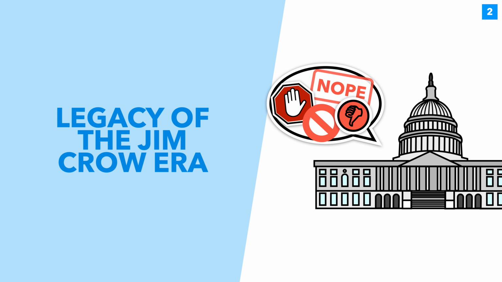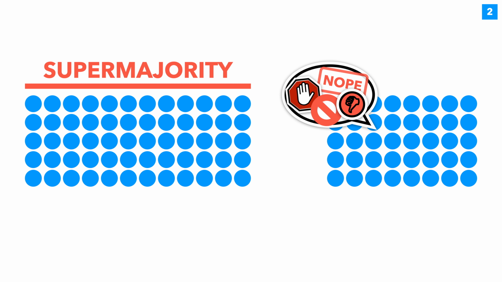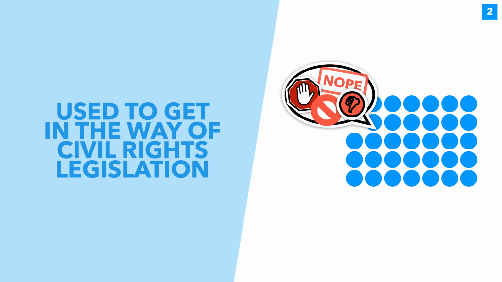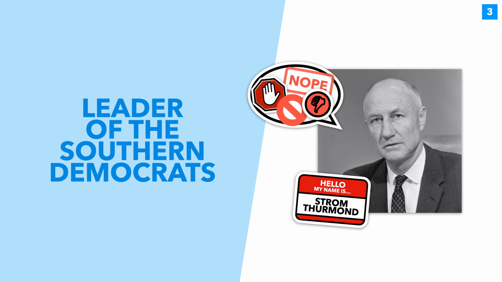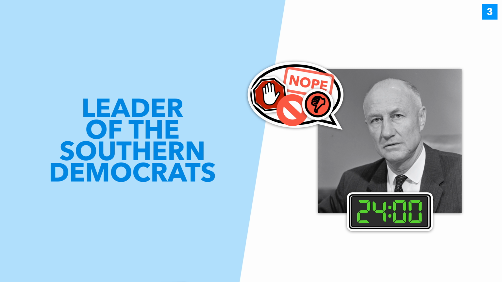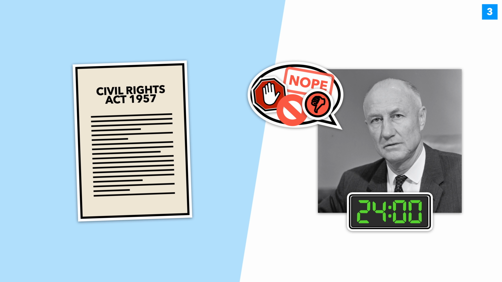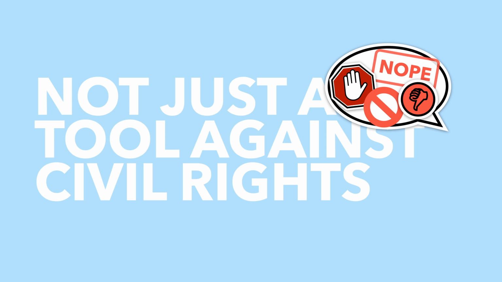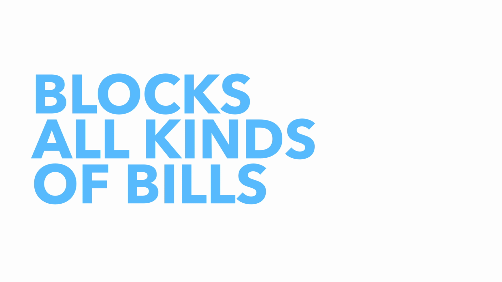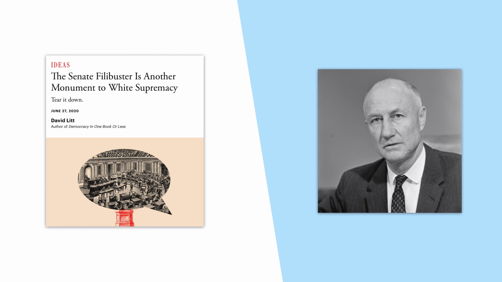The filibuster rule is a legacy of the Jim Crow era, and both the actual talking filibuster and the 60 or 67 vote rule have been used to directly get in the way of civil rights legislation. After all, the tool was used to prevent anti-lynching legislation, and the leader of the Southern Democrats spoke for 24 hours in an attempt to stop the 1957 Civil Rights Act from going through. He and his colleagues also did so in 1964 to hold up the Civil Rights Act that year too. The filibuster isn't just used against major civil rights stuff though, but all kinds of bills. But you can understand why people have major issues with it when looking at its history.